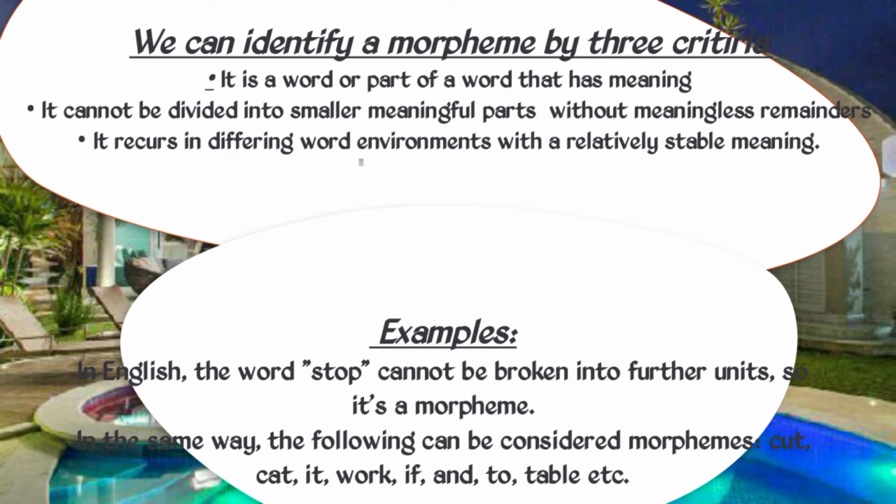Now, let's look at examples. In English, the word stop cannot be broken into further units, so it's a morpheme. In the same way, the following can be considered morphemes: cat, it, work, if, and, to, table, etc. can be considered as examples of morpheme.